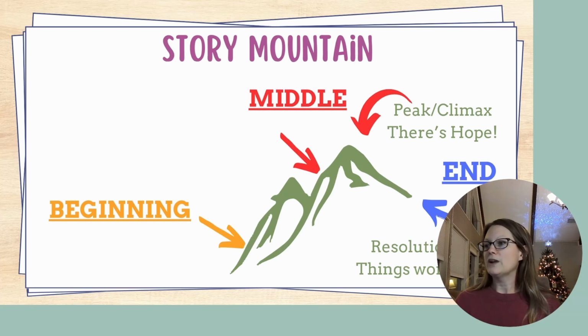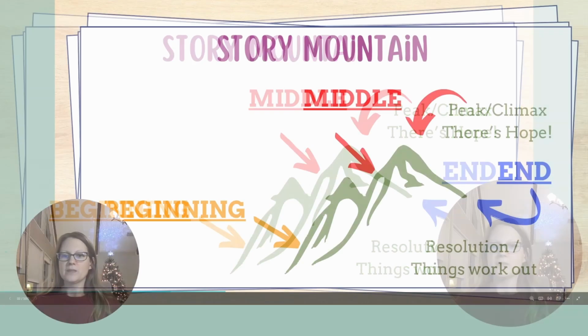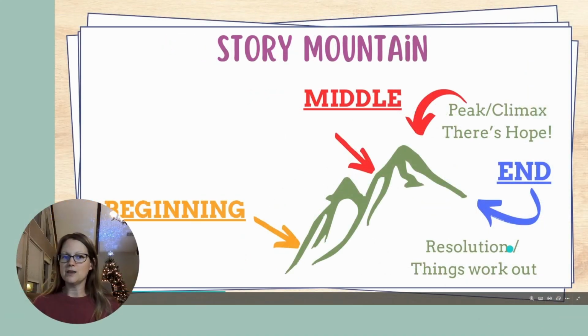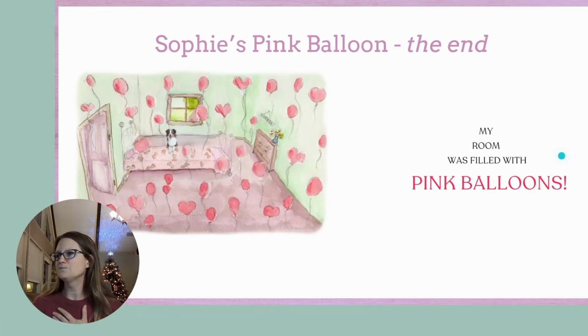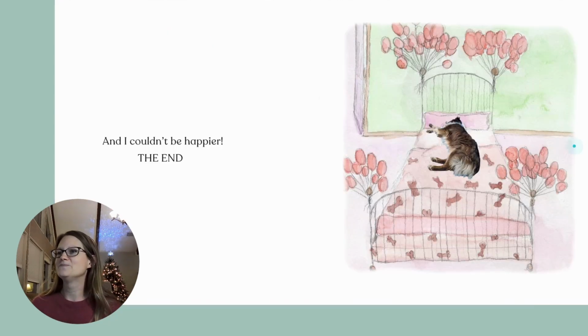So now we're at the end, where we have a resolution. Things are working out. Things are starting to go in the direction that the characters wanted. "Her surprise was my room was filled with pink balloons, and there she is, so happy." Everything worked out for her in the end. "And I couldn't be happier," she says.